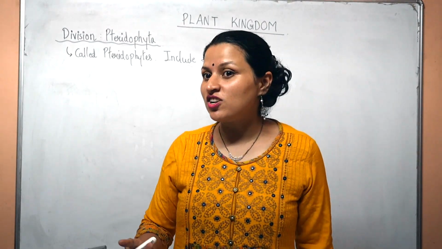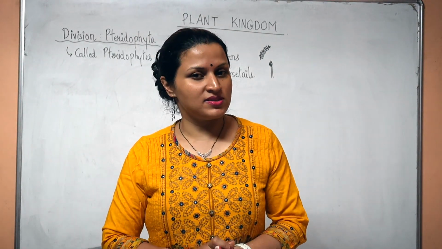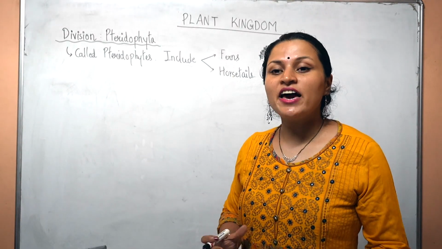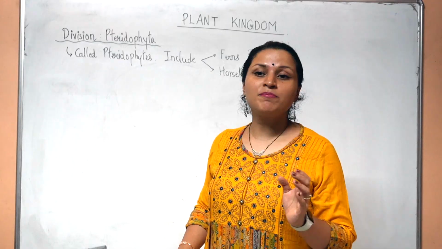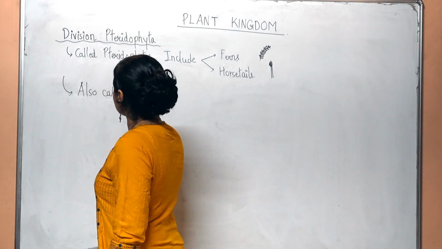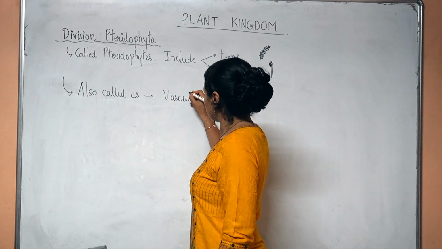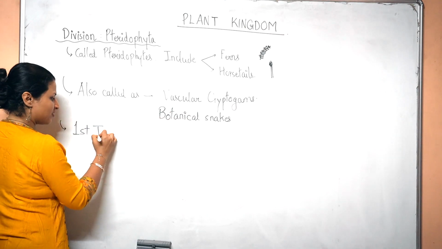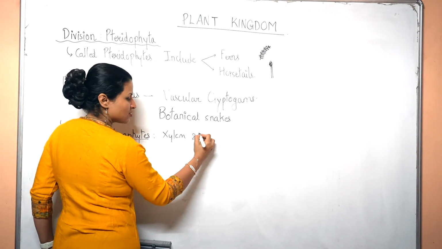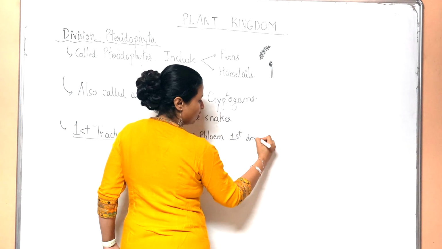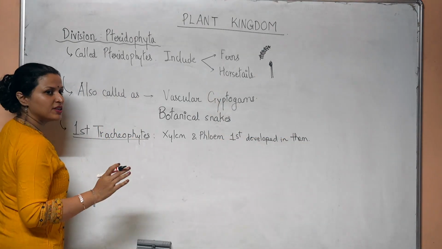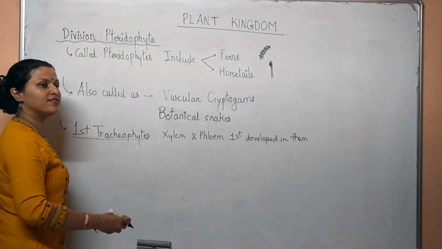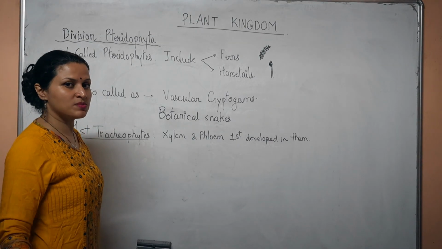They are the first vascular plants. They will have xylem and phloem inside them. First tracheophytes they are called. They are also called vascular amphibians or vascular cryptogams. They are also called botanical snakes. They are the first tracheophytes. Xylem and phloem first developed in them. Primitive types of xylem and phloem cells started developing. Now the advanced type, which are found in the angiosperms, we will see.